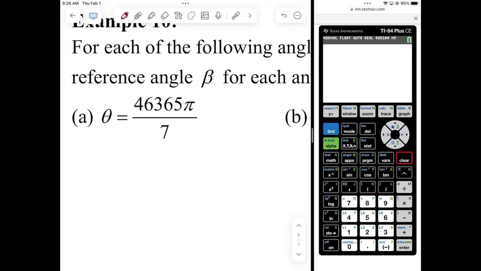I got 46,365 pi sevenths. Now, there's two options here. You can either convert it to degrees, do what we just did on the quiz, divide out 360, get the whole number, and so on, find the equivalent angle in degrees, and then convert it back to radians. That would be fine. But I don't want you to do it that way. I want you to start learning to think in terms of radians, and I want you to start learning to think in terms of fractions, okay?